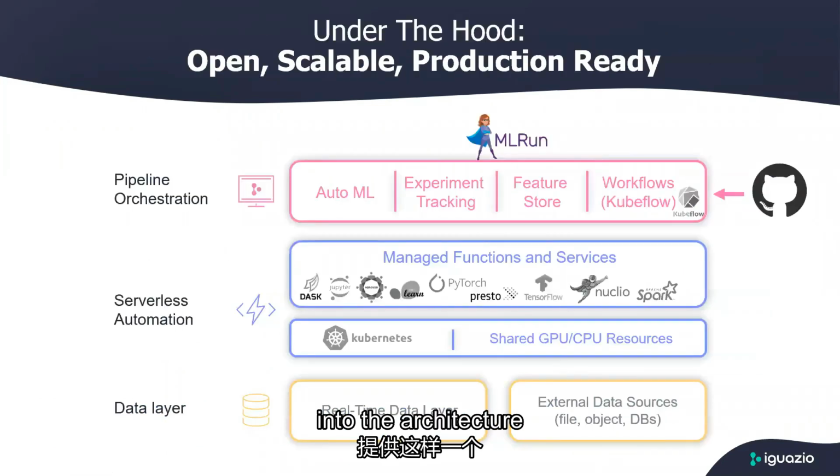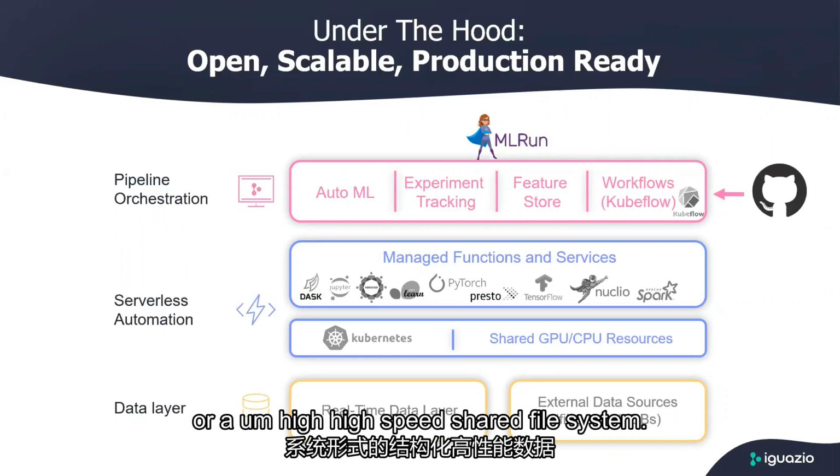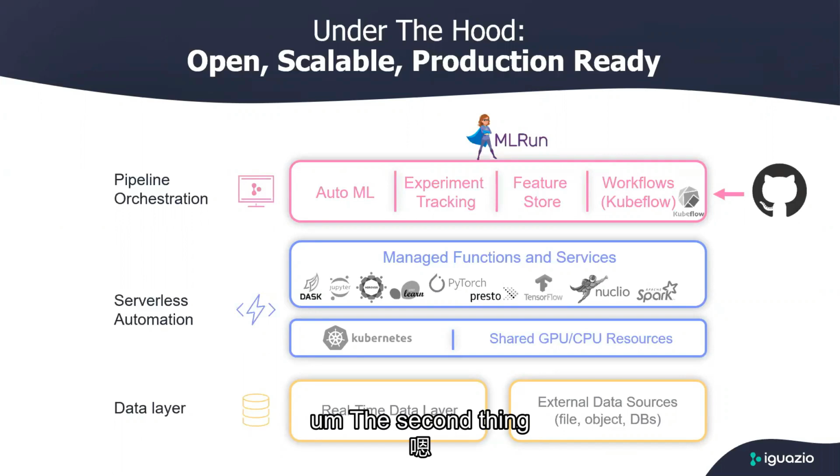Let's look into the architecture of how we can deliver such a solution. So the first thing that we need to have is sort of a data layer. Data layer usually will comprise 2 types of data. One is structured, high-performance data in the form of a database or a high-speed shared file system. The second is where you put your blobs and your large-scale storage, data warehouses, different cloud services that serve object or files or databases. On top of it, we need to have a cluster with all those shared resources. So Kubernetes is the ideal environment for that.